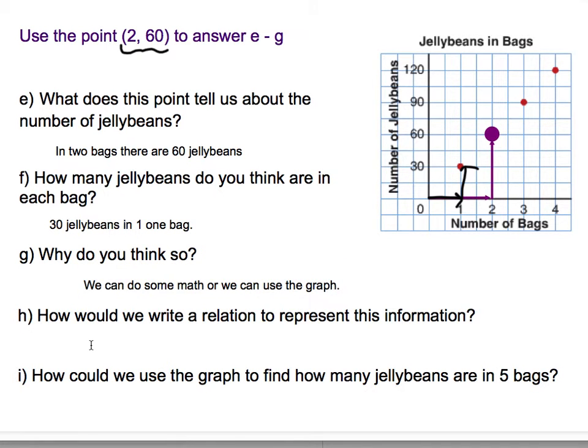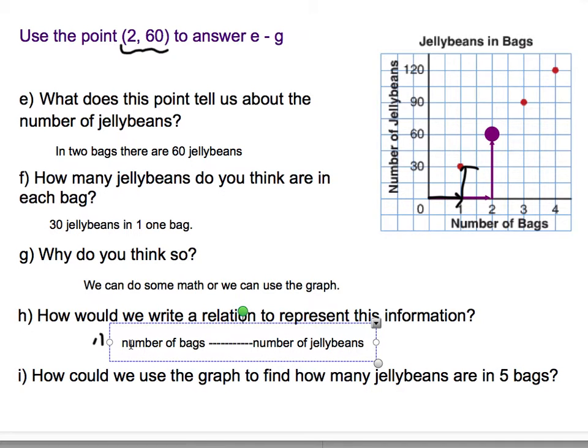How would we write a relation to represent this information? So there's the number of bags, and it's compared to the number of jelly beans. Remember, a relation compares 2 sets of data. So in this case, we have the number of bags to the number of jelly beans. If I call the number of bags n, this would represent 30n, because there's 30 in each bag.